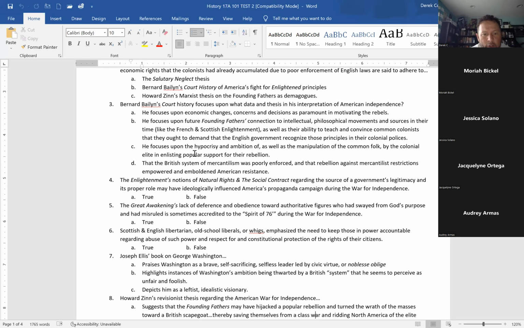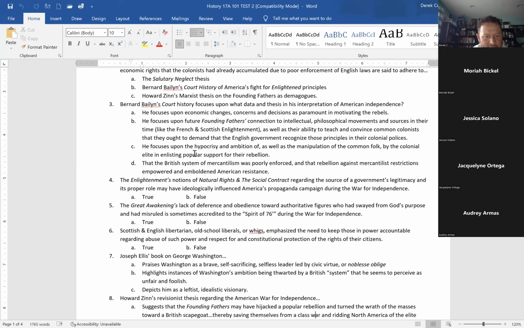Five, the Great Awakening's lack of deference and obedience toward authoritative figures who had strayed from God's purpose. Absolutely. Six, Scottish and English libertarian old school liberals or Whigs emphasize the need to keep those in power accountable regarding abuse of such power and respect for and constitutional protection of the rights of their citizens. Absolutely. A lot of true ones here.